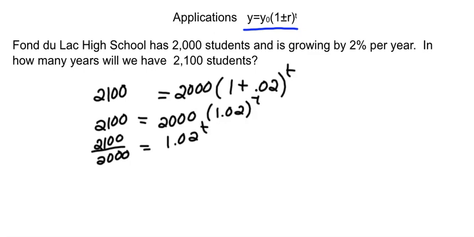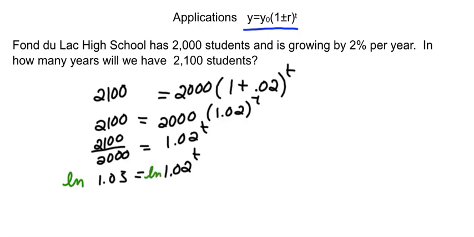Alright, that makes sense. 2,100 divided by 2,000 is 1.05. Put that on my calculator. I sure won't do that in my head. And I have 1.05 equals 1.02 to the t power. This is where you have a lot of options. I like to use the natural log, but you can use a common log, any logarithm, because my goal is I want to get this t to the front. So what I'm going to do is use a natural log.